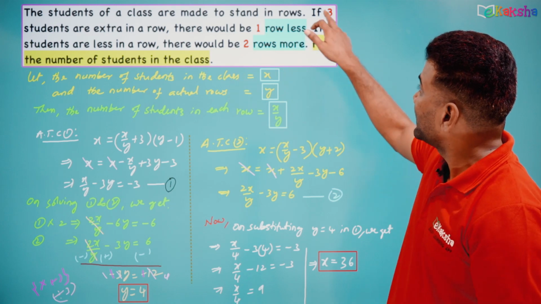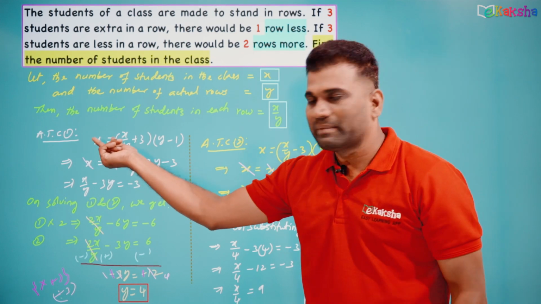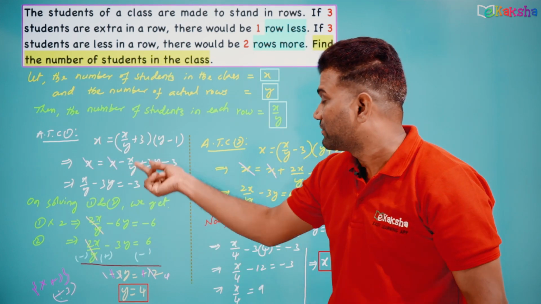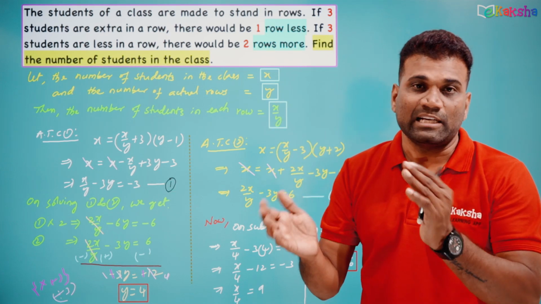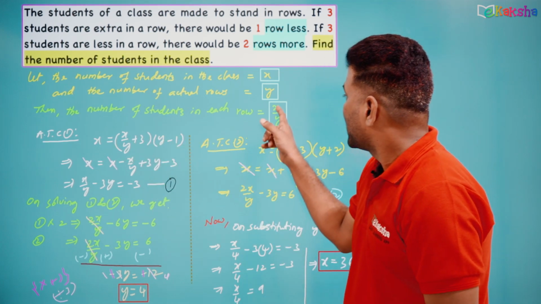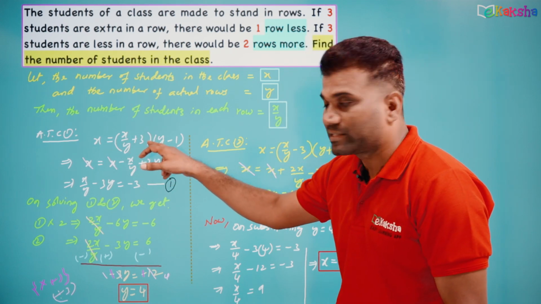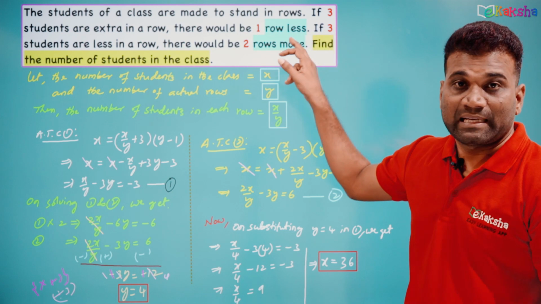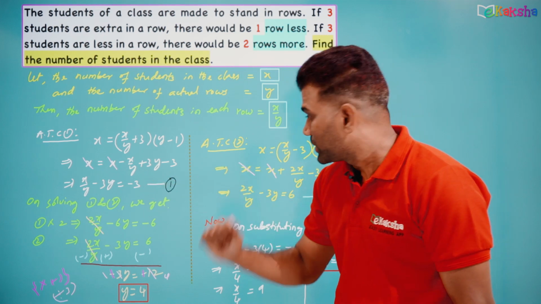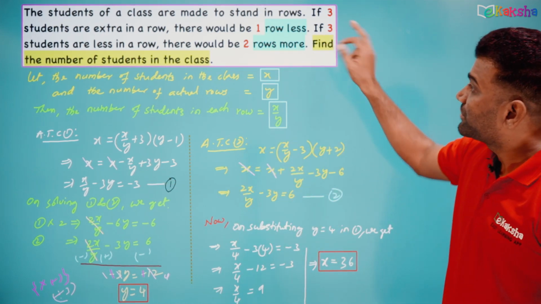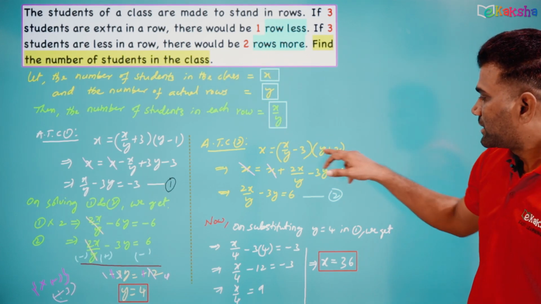According to the condition 1, if 3 students are extra in a row, there would be 1 row less. Students remain same, number of students in the class remain same, so x is equals to, what is that? Number of students in each row into number of rows. We will get total number of students, right? So actual number of students in each row are x upon y. If 3 students are extra, that is x upon y plus 3, then 1 row would be less, that is y minus 1. Then on simplifying further, here we have got one equation. Similarly, according to condition 2, if 3 students are less in a row, there would be 2 more rows. So according to second condition, we have got another equation.